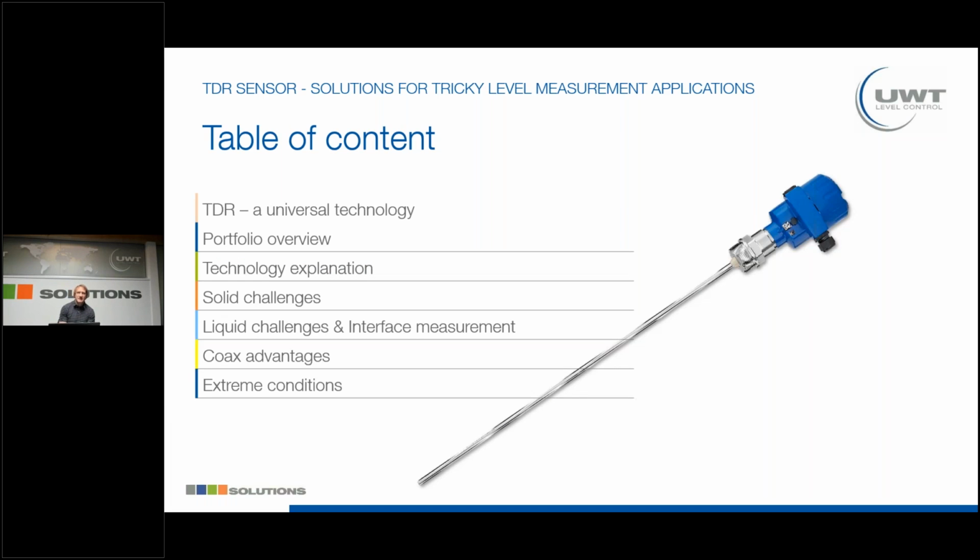So we will start with why we call it a universal technology, this TDR, and I will give you a short portfolio overview. I will talk a little bit about the technology, a little bit deeper into detail, and then we will move on to the challenges, on the one hand in solid applications and on the other hand in liquid applications, and interface measurement, and we will talk about the advantages of a special type of probe, the coaxial probe, and then we will have a look at some extreme conditions and what TDR sensors are made for those extreme conditions.